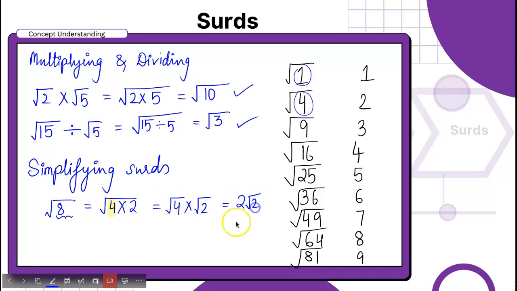And root 2 would be root 2. So this is what the answer is. If that makes sense, you can directly come up, square root of 4 will give you 2, and that 2 would be outside, and this is what your answer is.